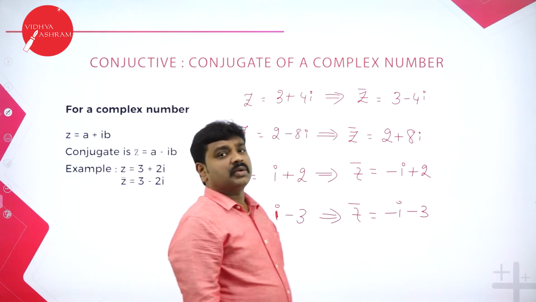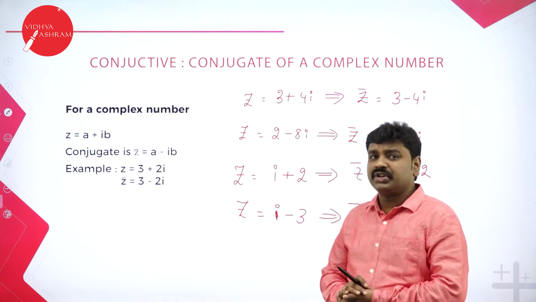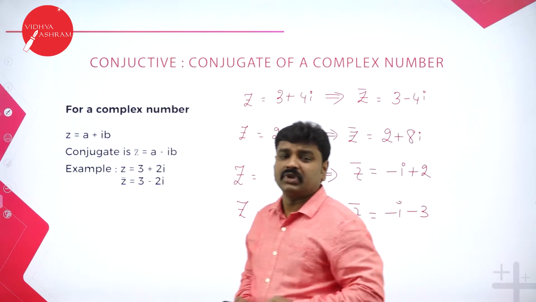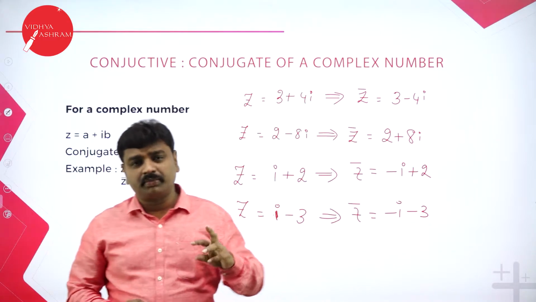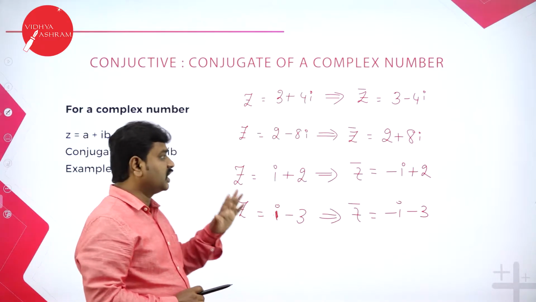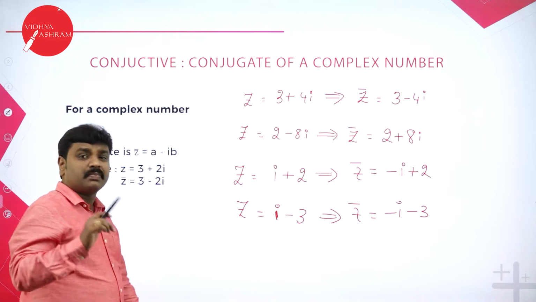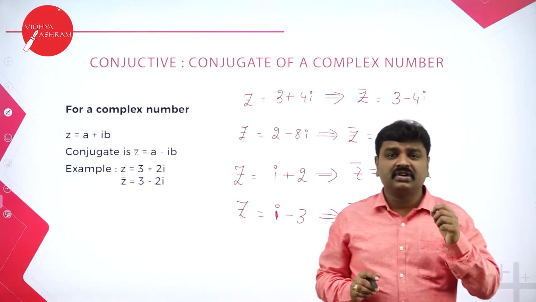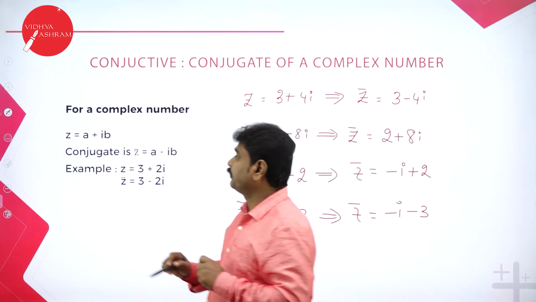So z bar means the conjugate of a complex number. The conjugate of a complex number is obtained by changing the sign of i. If i is minus, make it plus. If i is plus, make it minus. The other part you should not change. Only the imaginary part sign changes and the real part sign does not change. That is the meaning of conjugate.